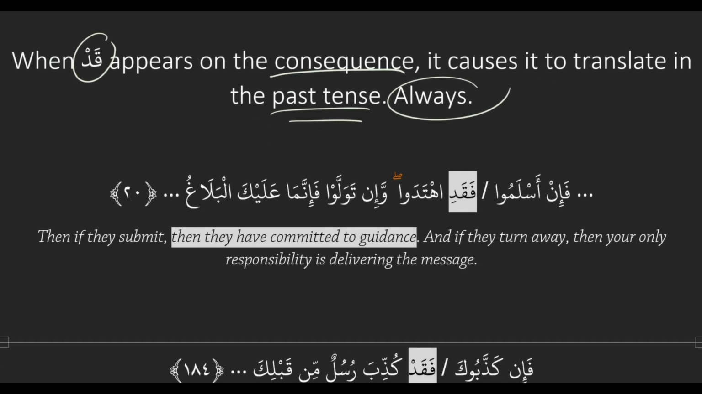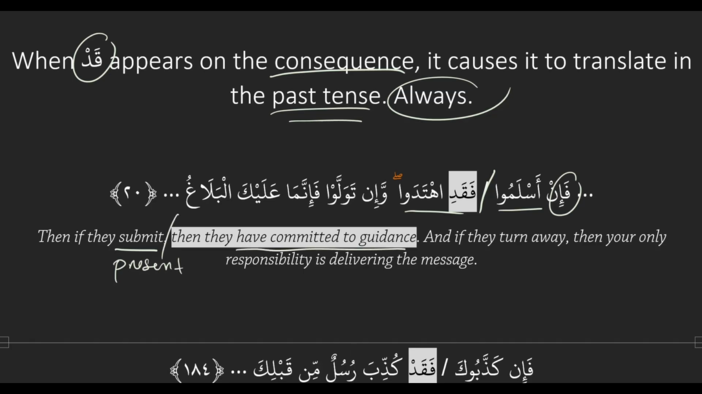فَإِنْ أَسْلَمُوا فَقَدْ اهْتَدَوْا. So we have a conditional sentence starting with in, and then أَسْلَمُوا is our condition, and فَقَدْ اهْتَدَوْا, that's our consequence. And we know it's our consequence because قد always starts a new sentence. And how are we translating it? If they submit, as expected, because in makes things translate in the present tense. Then they have committed to guidance.